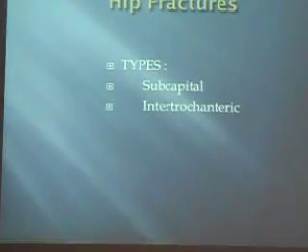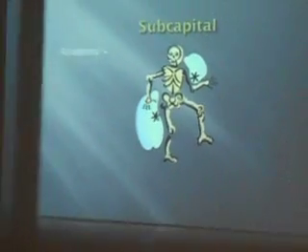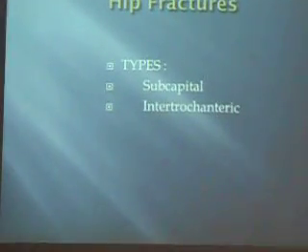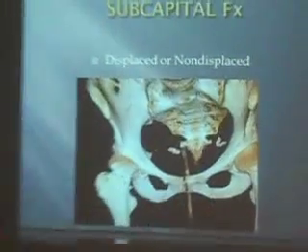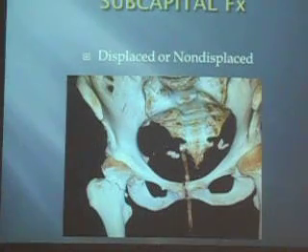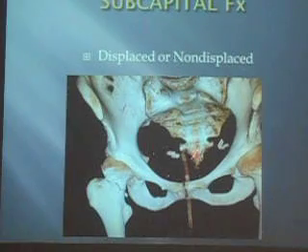Hip fractures are mainly of 2 types. They're either subcapital or they're intertrochanteric. And both are treated differently and both are nursed differently. As far as the subcapital fracture is concerned, the anatomy is that this is a 3-dimensional picture of a hip. Here's the acetabulum, here's the ball, the caput of the hip, the neck, and the trochanter.